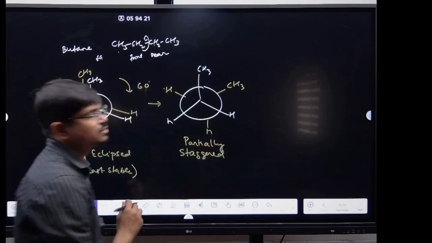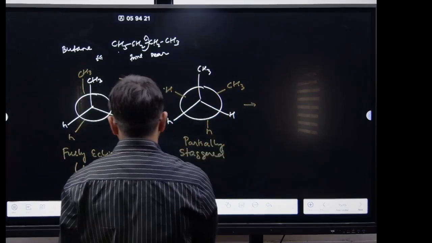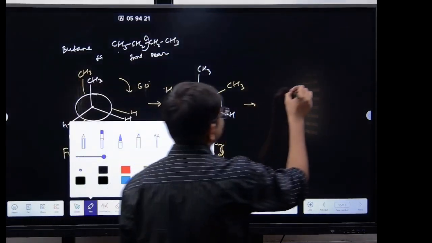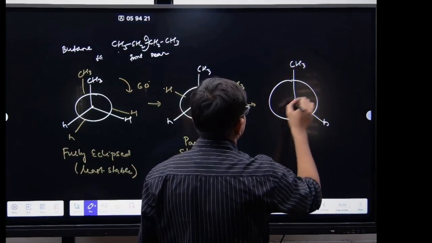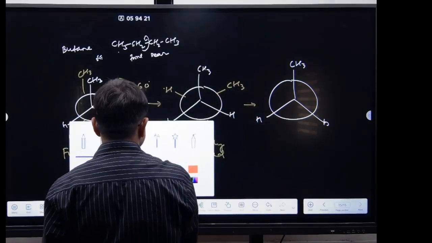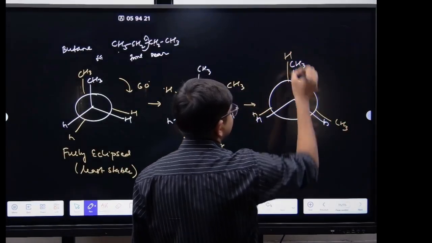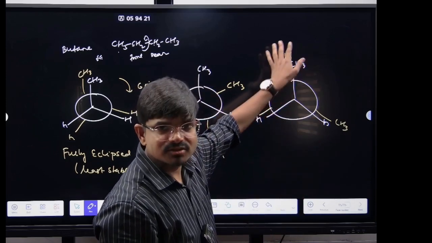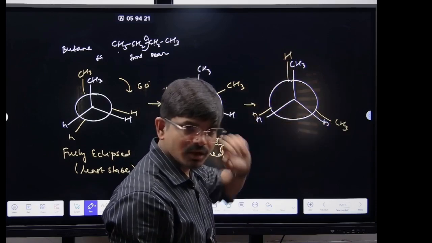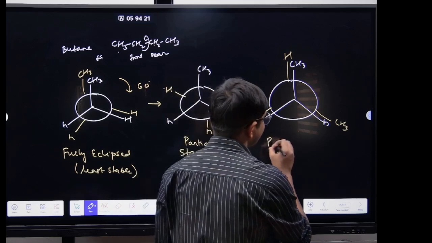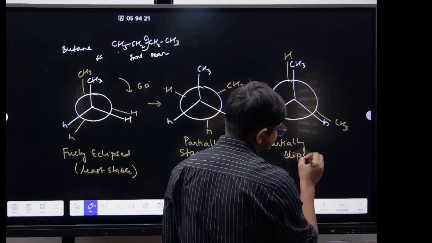Got it? Understood? Again, you have to rotate the bond by 60 degrees. If you rotate the bond by 60 degrees, you will be getting this one, a compound like CH3, hydrogen, hydrogen. Again, you will have the CH3, you have the CH3, hydrogen, and you have the hydrogen. This is also eclipsed, right? Because bonds are just behind the bonds, but behind CH3 is hydrogen, not CH3. So it is eclipsed, but it is a partially eclipsed one. Got it?